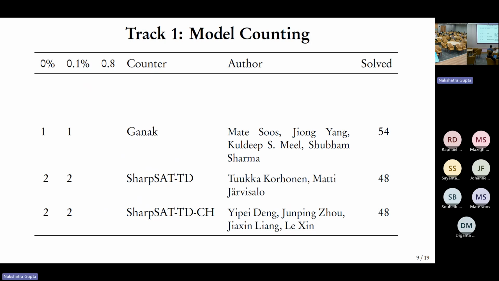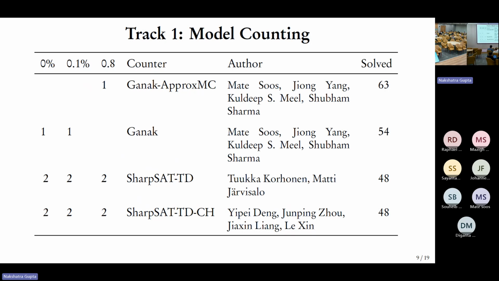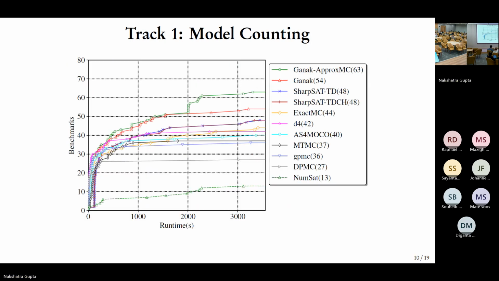And when we have the 0.8 epsilon factor, we have the combination of Ganak plus ApproxMC, again by Mate, Jiong, Kuldeep, and Subham, and that solved 63 instances. And here is the cactus plot, the CDF, for the model counting instances. As you can see, all these different component caching based techniques like Ganak, SharpSAT-TD, ExactMC, D4 are quite competitive on these instances, and they solve a nearly similar number of instances. In the case of Ganak plus ApproxMC, we get some improvement on a set of benchmarks. Interestingly, the portfolio solver that was submitted this year has not helped that much. It is quite the opposite of what we see in other cases, but it didn't help much.